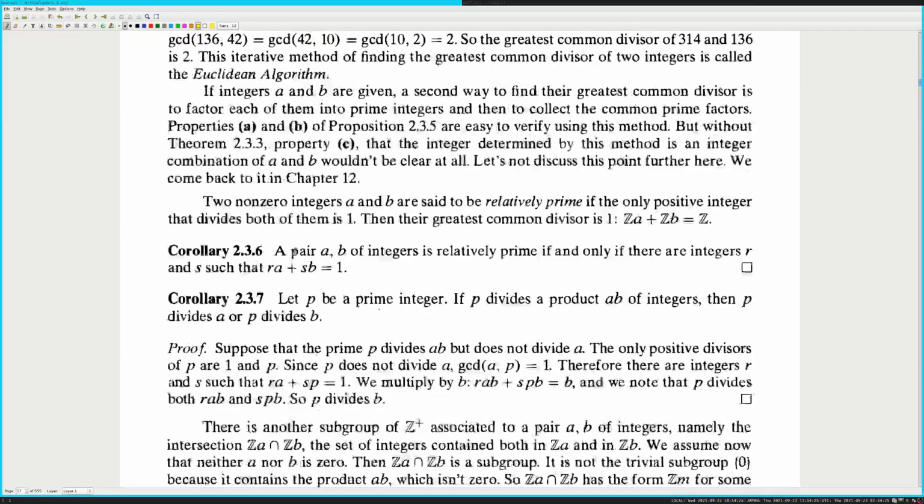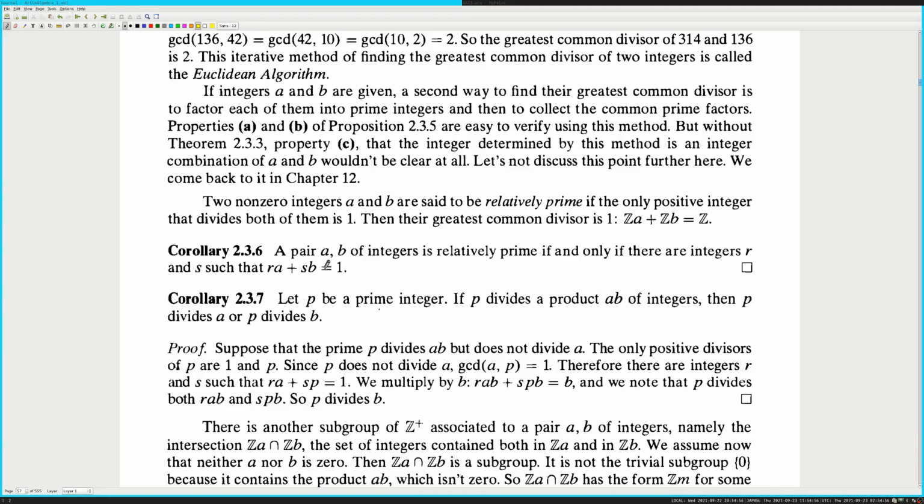So, suppose there are integers r and s such that ra plus sb equals 1. By the logic we've just done, that would imply that their greatest common divisor is 1. And if they're relatively prime, by definition their greatest common divisor is 1, and therefore, by our logic, ra plus sb is equal to 1.